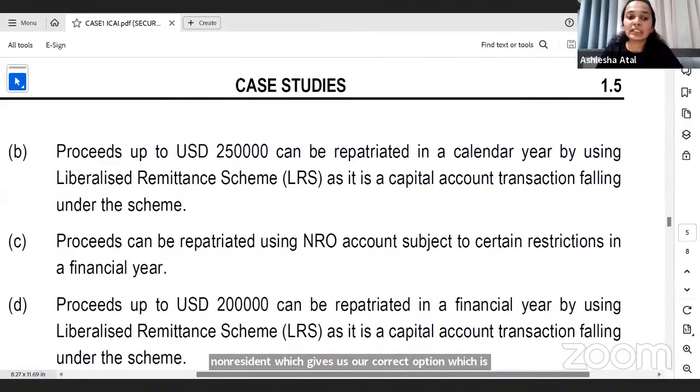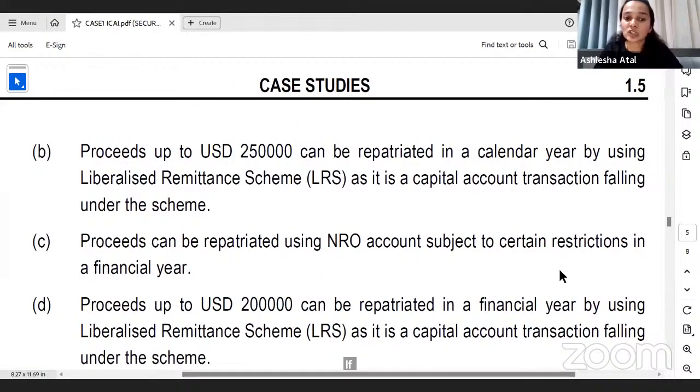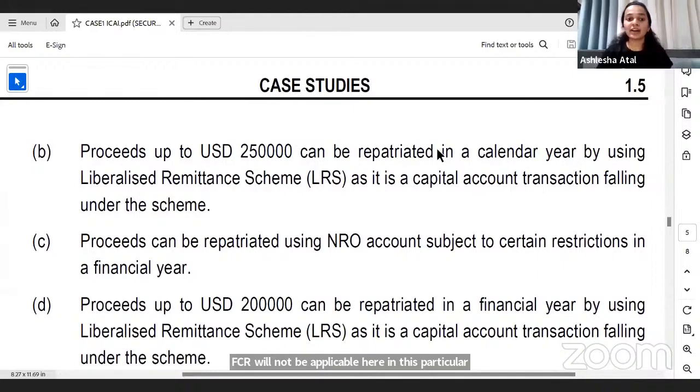FCRA will not be applicable here in this particular situation. This is a question based on repatriation wherein we'll apply the provisions of FEMA.